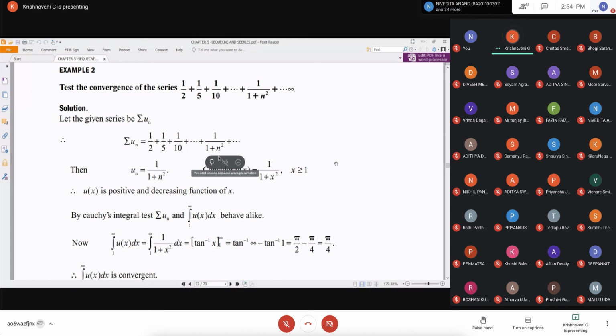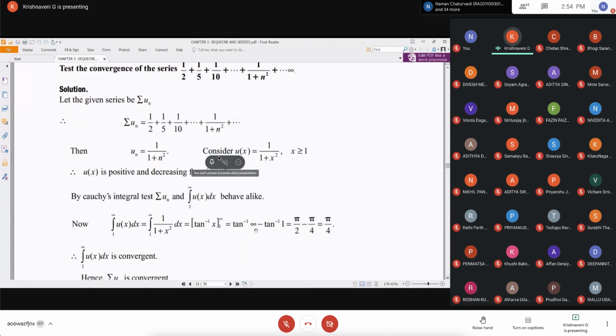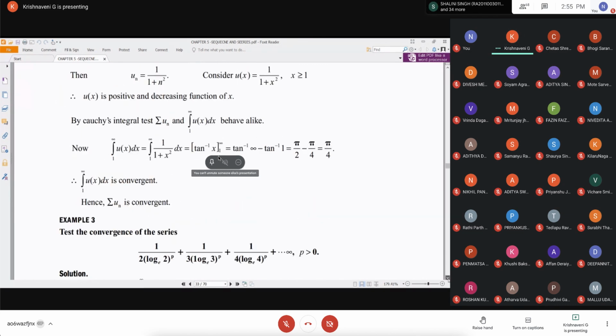Guys, understood? First I will explain this problem and then I will tell. By Cauchy's integral test, we need to find this value. Integral 1 to infinity u of x, integrate with respect to x. We know that tan inverse x, with the limits 1 to infinity, apply upper limit value minus lower limit value. Tan inverse infinity is pi by 2, tan inverse 1 is pi by 4. That is pi by 4 answer. Pi by 4 means finite value. Okay, limit exists here.